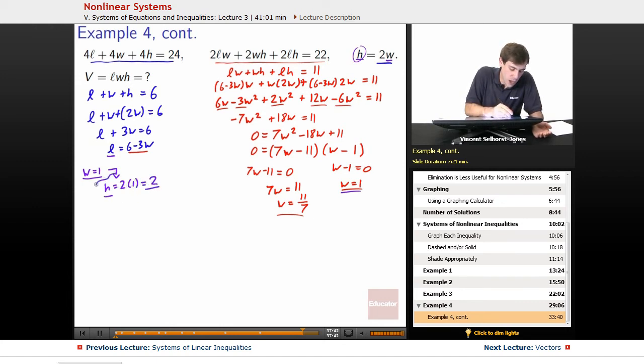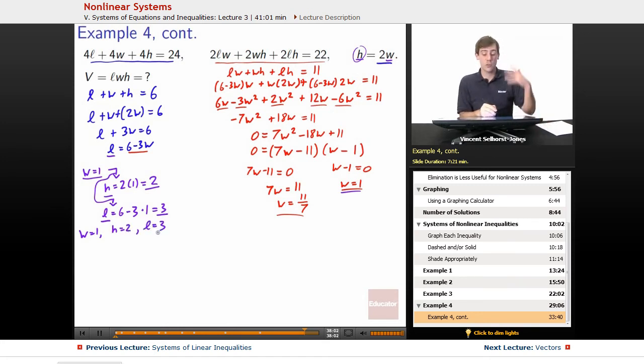And then we've also got, if it's W equals 1, we plug that into L equals 6 minus 3W. So L equals 6 minus 3 times 1. So 6 minus 3 equals 3. So we've got W equals 1, H equals 2, L equals 3 in our first world, in this purple world.